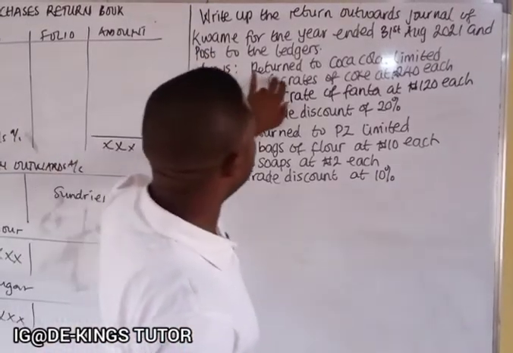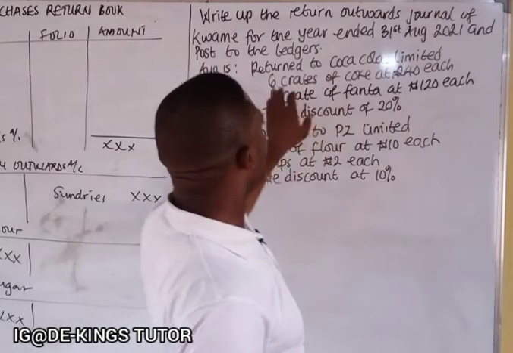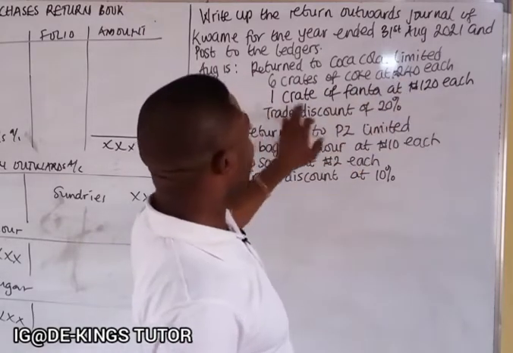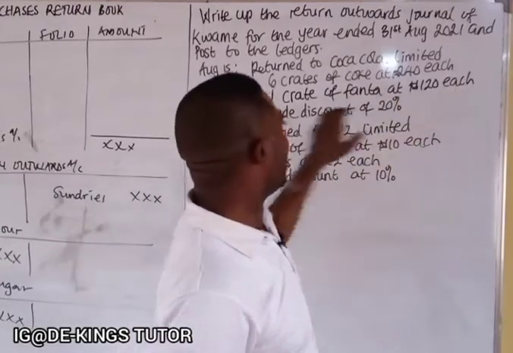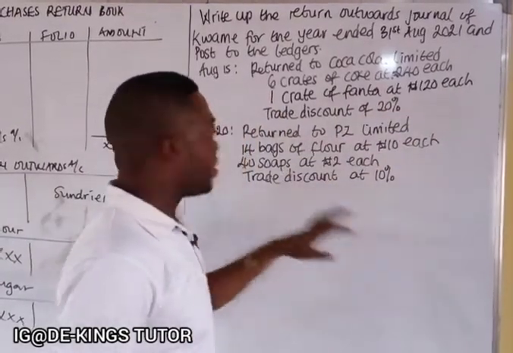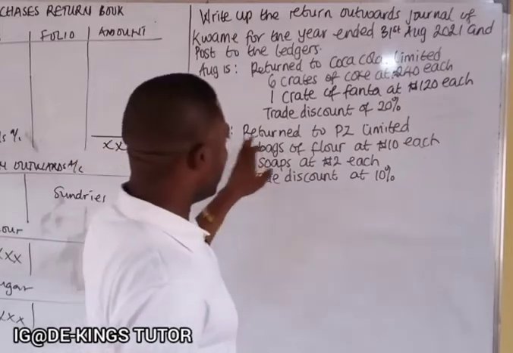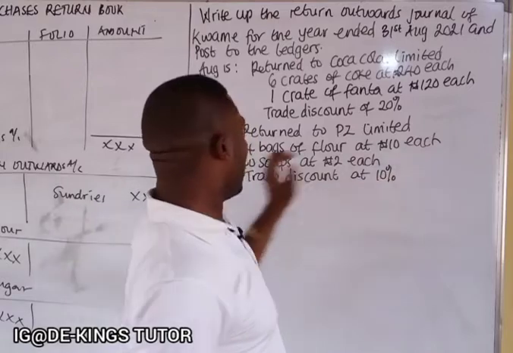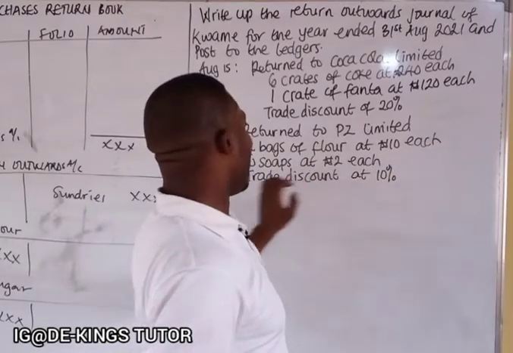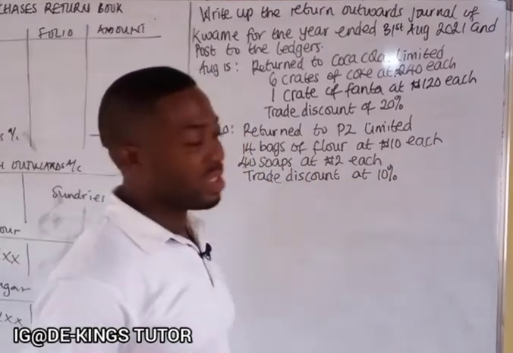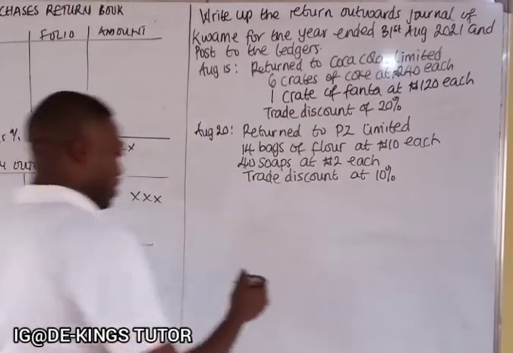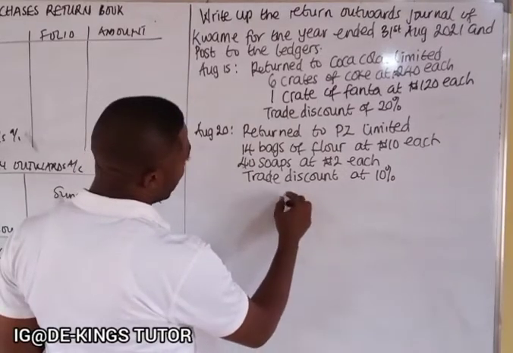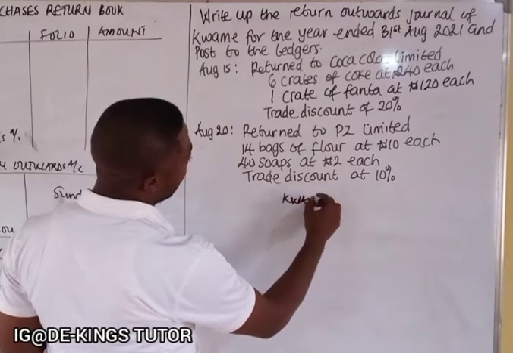So August 15, return to Coca-Cola Limited, 6 crates of Coke at 240 naira each, 1 crate of Fanta at 120 naira each, trade discount of 20%. August 20, returns to PZ Limited, 14 bags of flour at 10 naira each, 40 soaps at 2 naira each, and trade discount of 10%. To do this, we're going to write the name of the owner, which is Kwame.